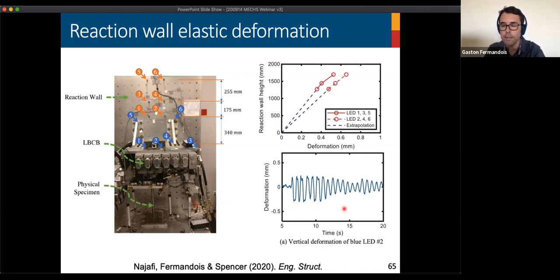And this is a time history of the off-plane deformation of the 2nd LED, which is the 2nd blue LED of the rigid box of the LBCD. So even though there is some elastic deformation of our reaction frame, these are negligible, are quite small, so still the results are reasonably good in this sense.